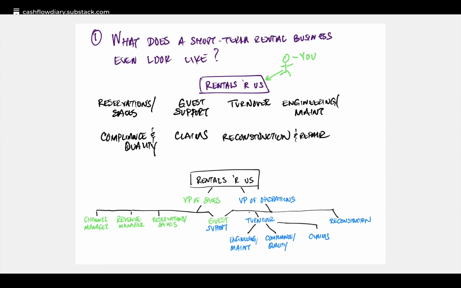So to give you an idea of what a short-term rental business looks like, now you can see the different roles that you will be playing. Again, hopefully as your business grows, you will find people who are suitable, who can help you so that you don't have to do it all yourself.